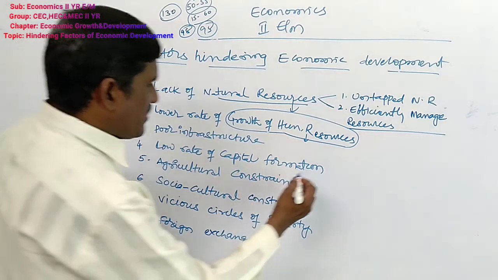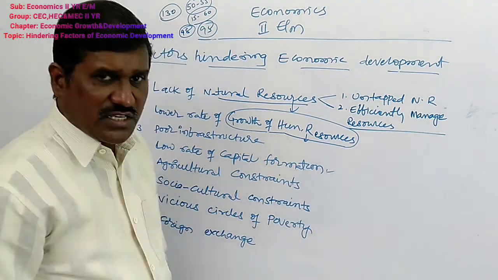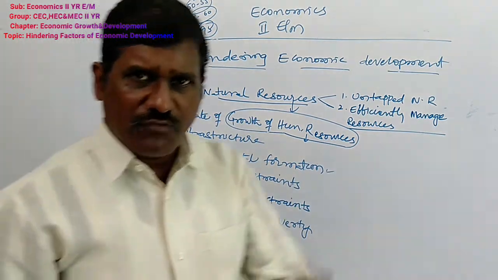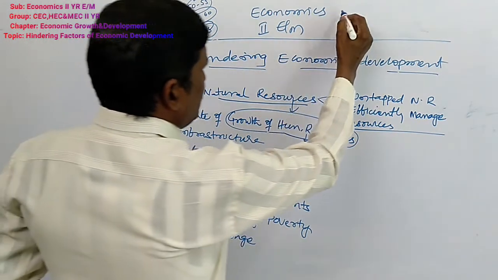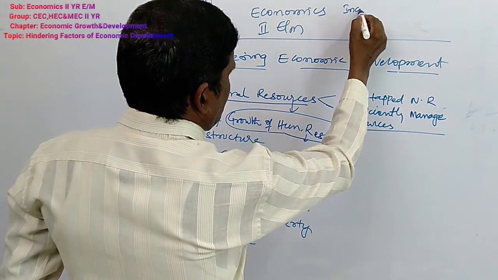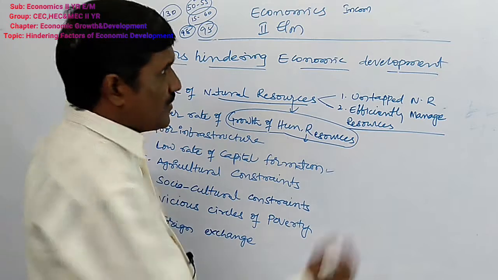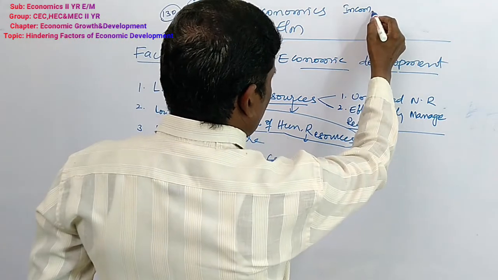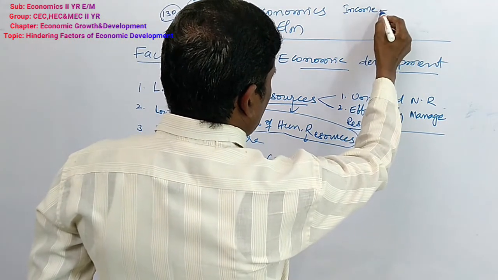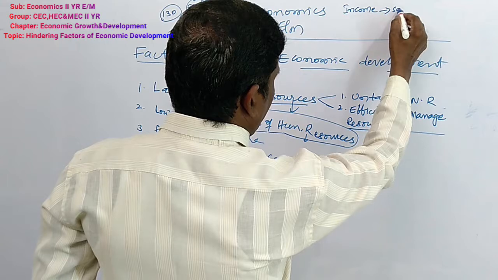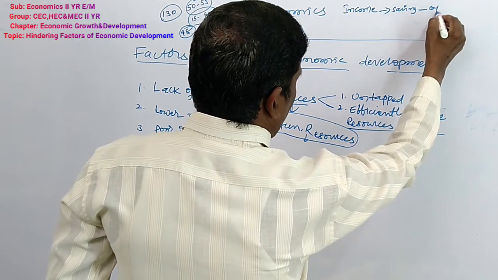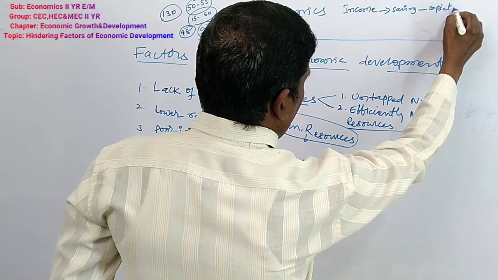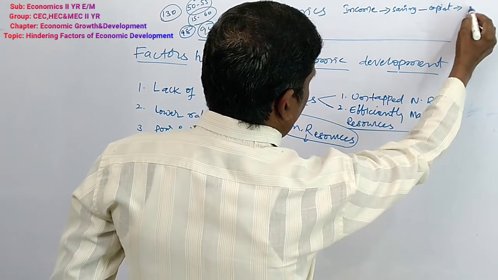Then low rate of capital formation. What is capital formation? How can we get capital formation? Let me explain. This is our income. Income is changed into saving. Saving becomes capital. Capital is changed into investment.